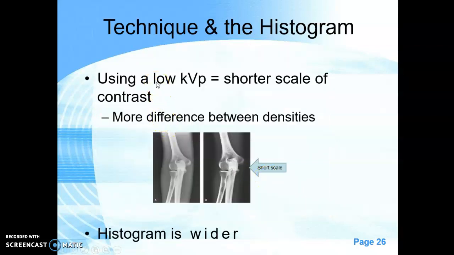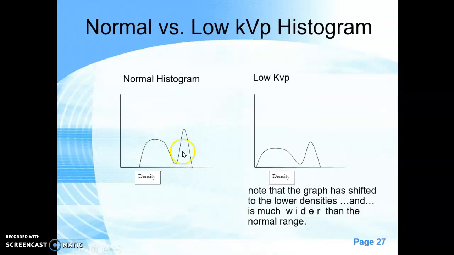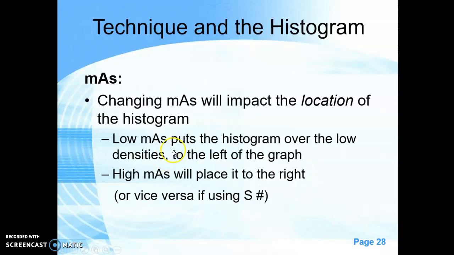By opposition, using a low KVP gives us a shorter scale of contrast, this image to the right. There's more difference between the densities. We have a shorter scale of contrast, it's more black and white. What happens then is our histogram would become wider. Normal histogram on the left, low KVP here. Our graph has shifted over the lower density values towards the left and is much wider than the normal.